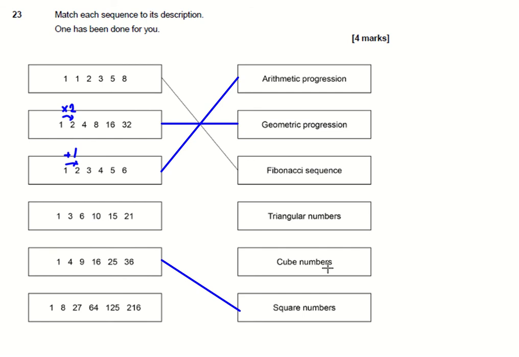The cube numbers are the numbers where you multiply something by itself 3 times. So 1 times 1 times 1 is 1. 2 times 2 times 2 is 8, 3 times 3 times 3 is 27, that's forming this bottom sequence. Which means that this sequence 1, 3, 6, 10, 15, 21 must match with the triangular numbers.